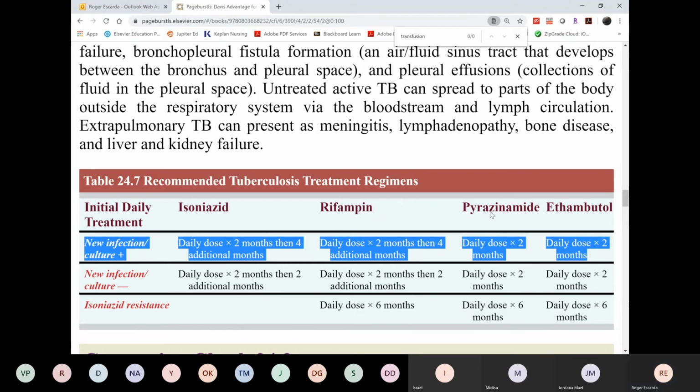When are they not contagious? Because we can't put them in a negative pressure room for 6 weeks, right? They're not contagious anymore after 2 weeks of therapy. So you give them the medications for 2 weeks and the symptoms improve, then they're not contagious. You can take them out of the negative pressure room. They can mingle with society now. But Professor, they should not stop the medication.